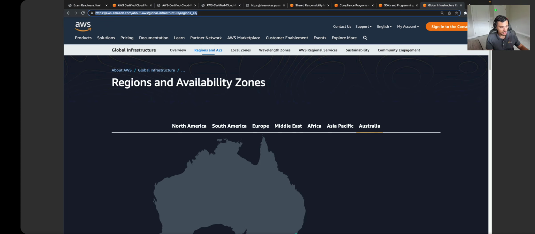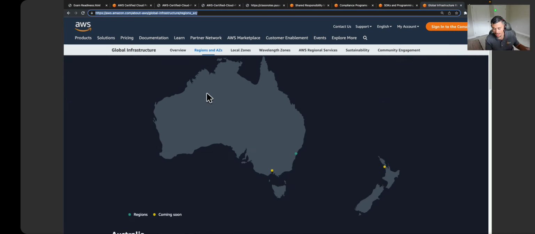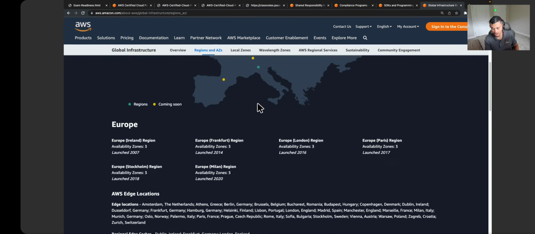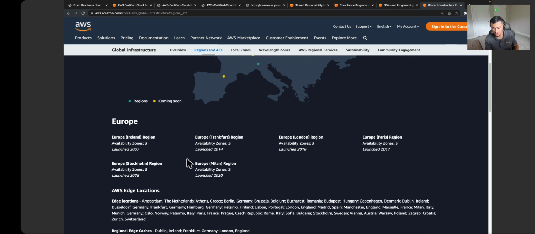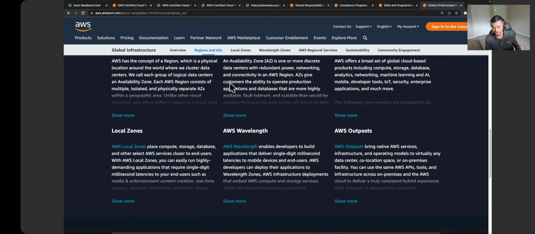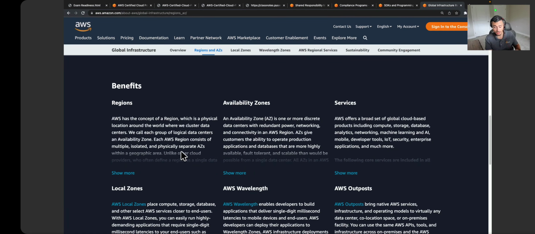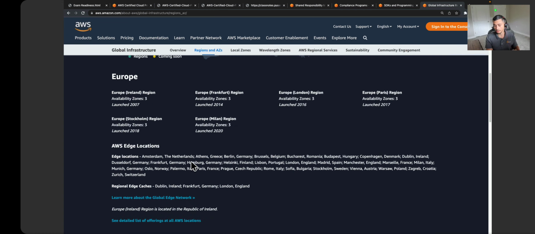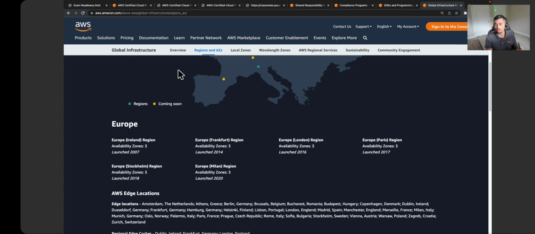Right? And they did change the layout of the page here recently, but you can get a better idea about, within each continent, how many regions and availability zones live within each one, right? You can also read about the benefits of the different components that we spoke about. It's not just regions, availability zones, and edge locations, but for the cloud practitioner test, those are the ones that you need to be aware about primarily.